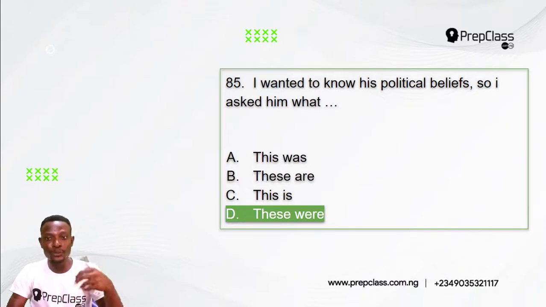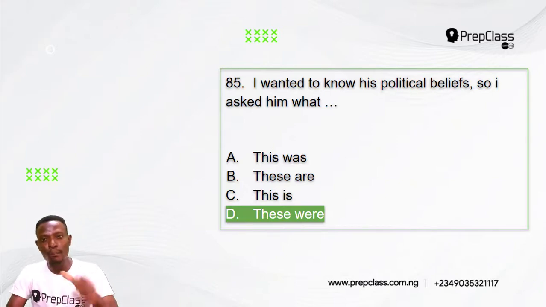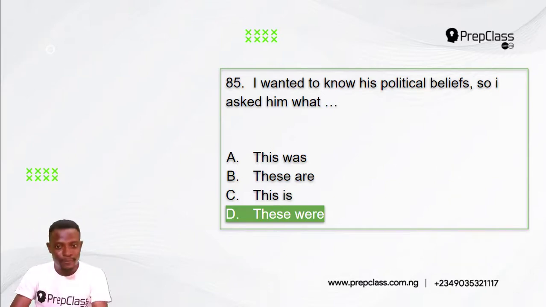I wanted to know his political beliefs, so I asked him what these were, not this was. This is used in singular situations. It's used with singular nouns. Political beliefs is plural. Beliefs, more than one. So we cannot use this is as well because it is also used with singular nouns and we have a plural of political beliefs. The nearest option to the answer, option D, is option B. These are. But are is used in the present tense. But what we have in the sentence is in the past. I wanted to know. So we are using were, which is plural and also was used in the past tense.